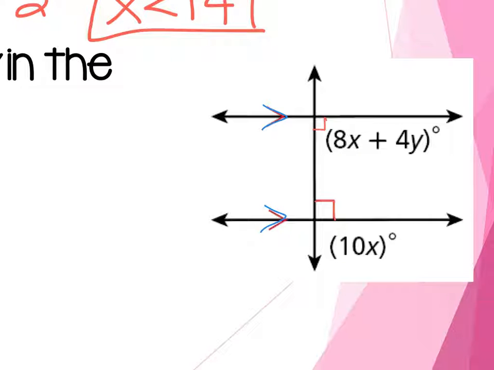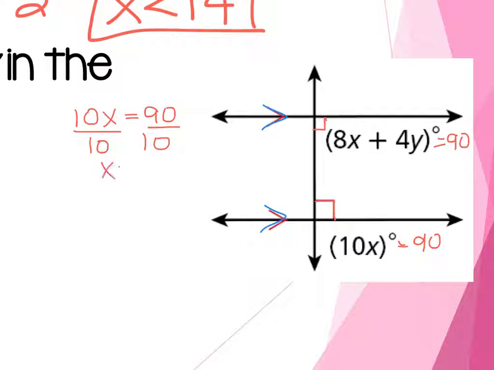If two lines are parallel and one of those two is perpendicular to the transversal, then the other one is perpendicular also. So now I know that those are right angles. So what's that tell you about 8x plus 4y? That one equals 90, and so does, good, 10x. So if I solve the bottom one, 10x is the only one that has one variable in it, right? Solve for that one variable by dividing both sides by 10. X equals 9, good.